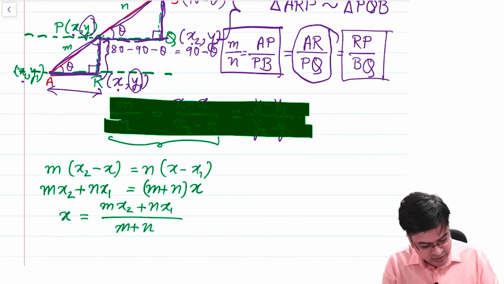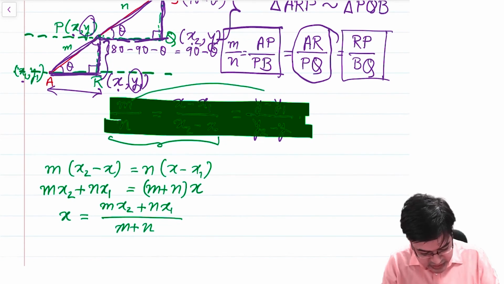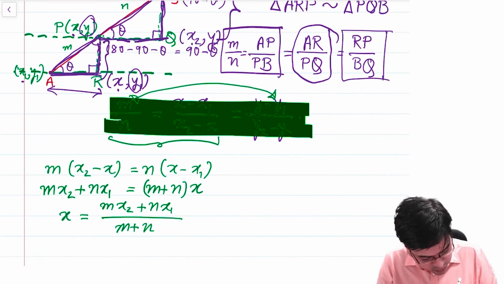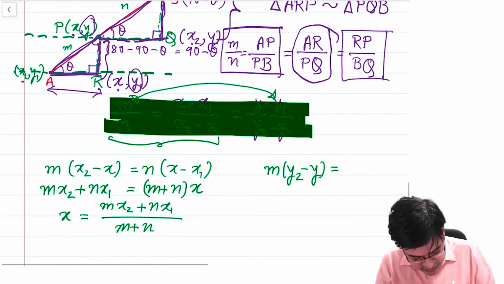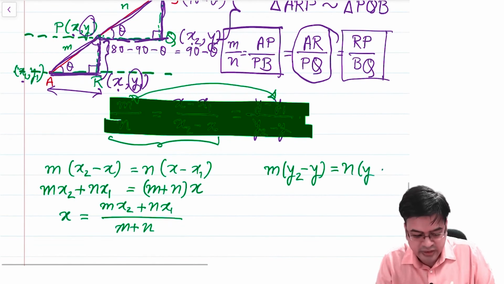In a similar manner, I will take this and this together, and we will see what you get for y. So it's m times y2 minus y is equal to n times y minus y1.